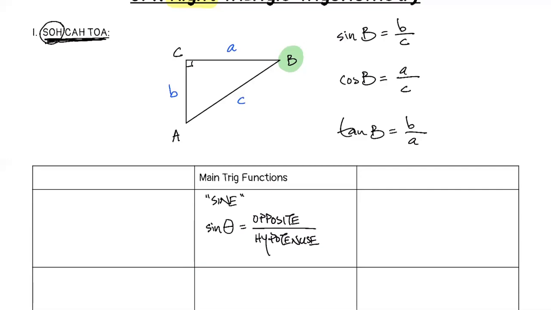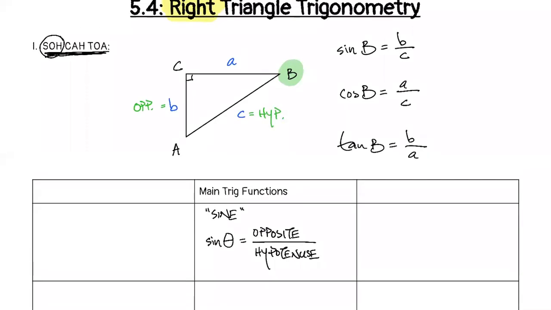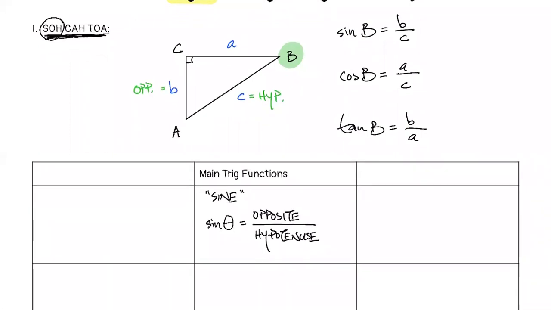Okay. So let's go back to our diagram and take a look. If I have angle B, which side is opposite of angle B? Well, I think we'd say that little b is opposite of angle B. Okay. And then is A my hypotenuse or is C my hypotenuse? Well, I think we'd agree that C is our hypotenuse. And so when we say find sine of B, it really means take the opposite side and divide it by the hypotenuse, or B over C, okay?